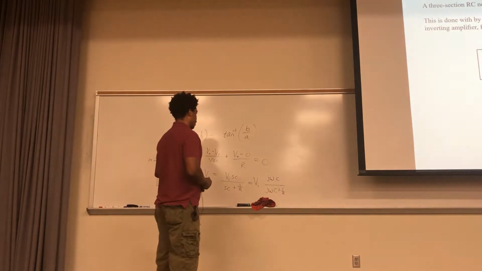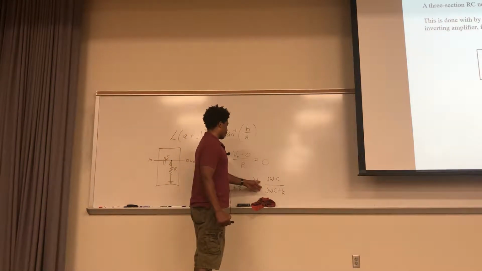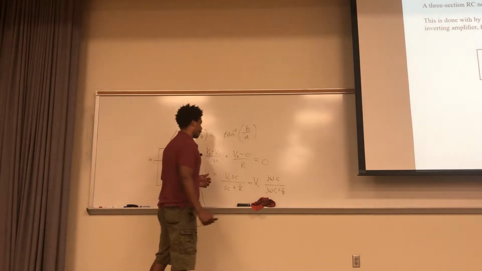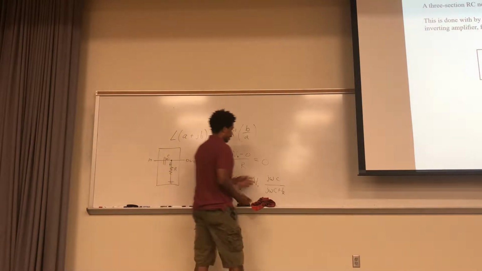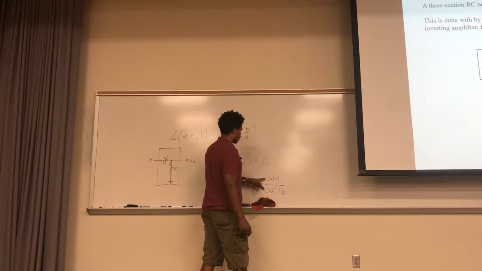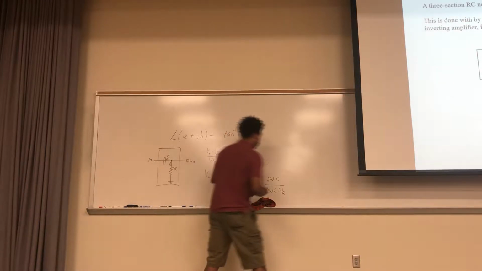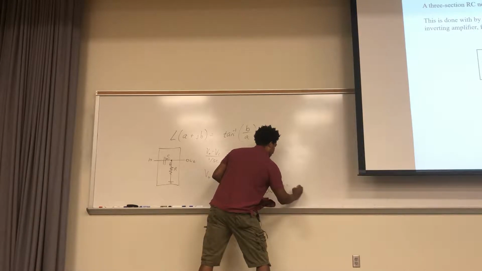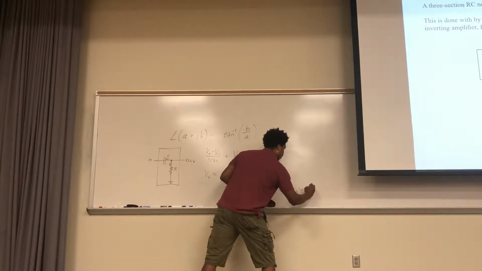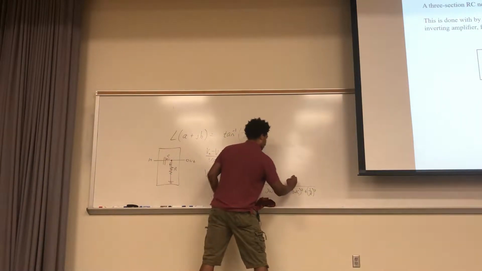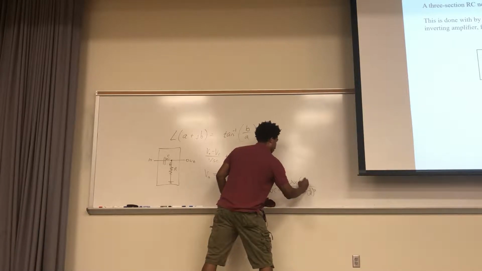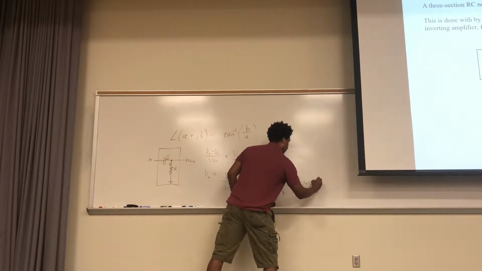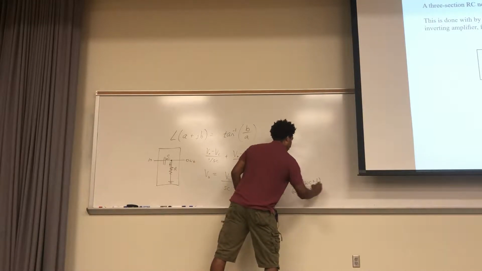Then to find the angle of that, you'd want to see it in terms of A and B. That's one way of doing it. You could also multiply the top and bottom by its complex conjugate. Here you have omega C squared plus 1 over R squared in the denominator. And on the top, you'd have this j omega C times negative j omega C plus 1 over R.